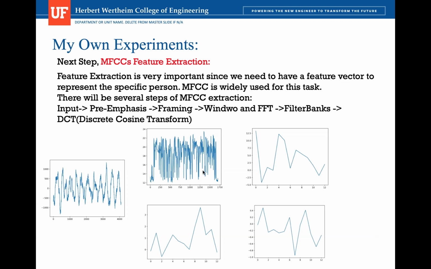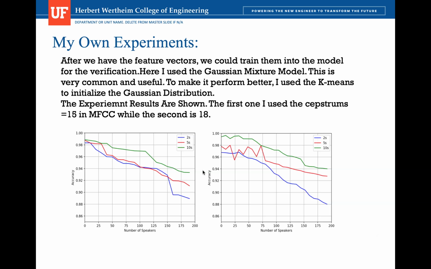we do the fast Fourier transform so that we're going to have the pictures of the power and the frequency. And then after the filter banks and the discrete cosine transform, we can get the feature vector of the input voice. After that, we have the feature vectors, and we can train them into the model for the verification.